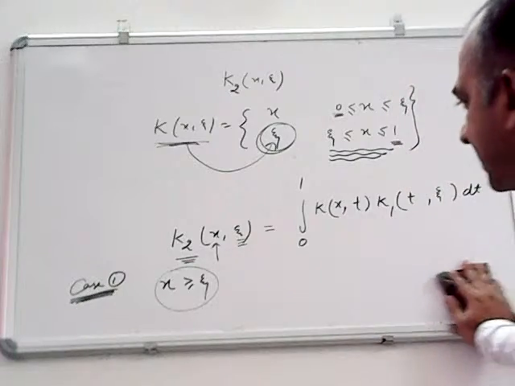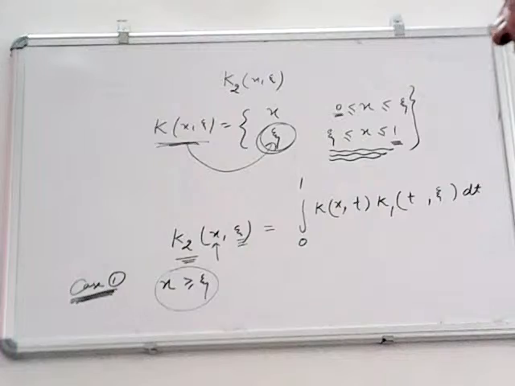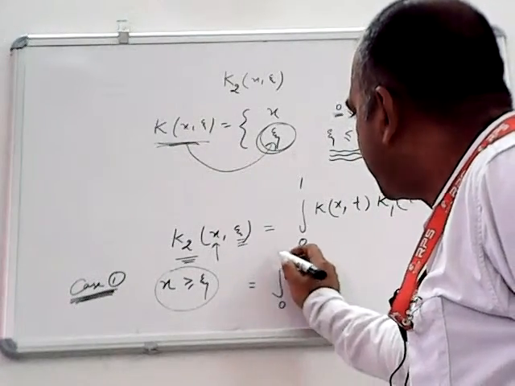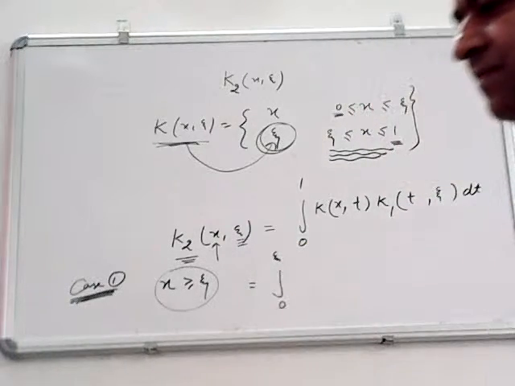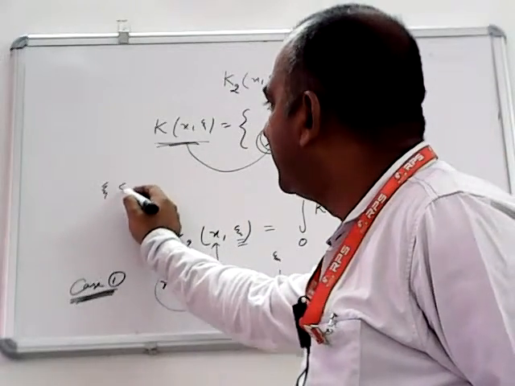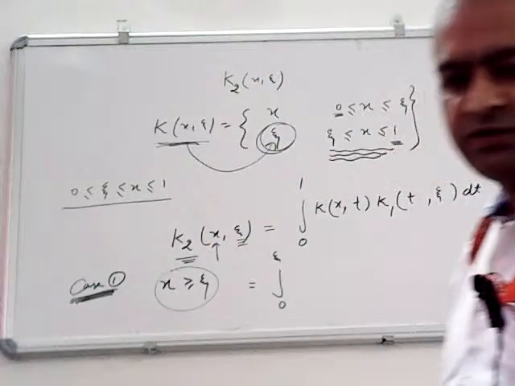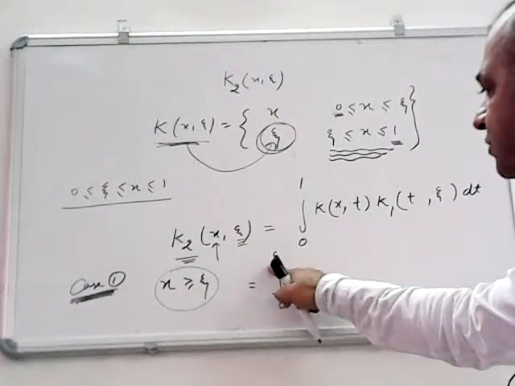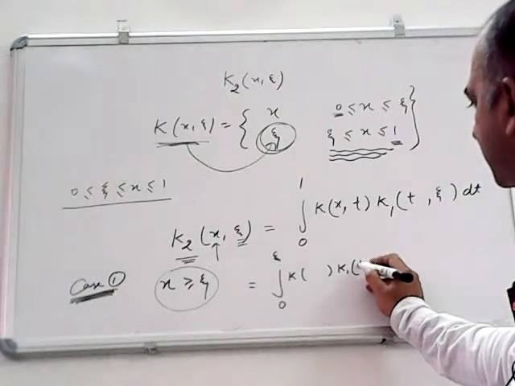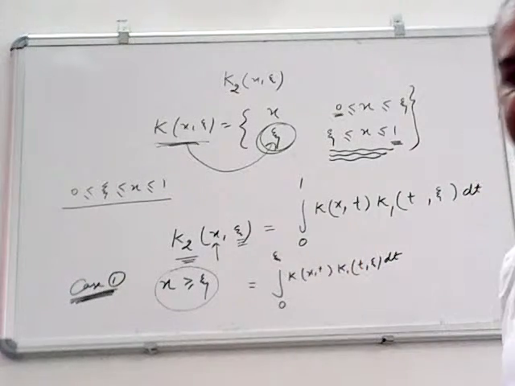The limits of integration are from 0 to 1, so we will break this integration into parts, starting with the integration from 0 to xi, because in this scenario our condition was xi less than or equal to x, less than or equal to 1 and greater than or equal to 0. Then we will have the kernel k of x comma t, k1 t comma xi dt.